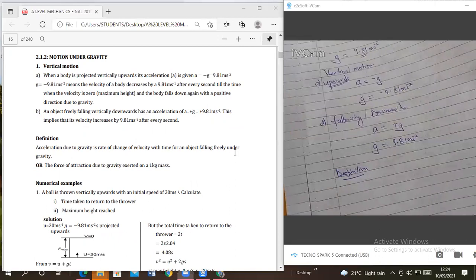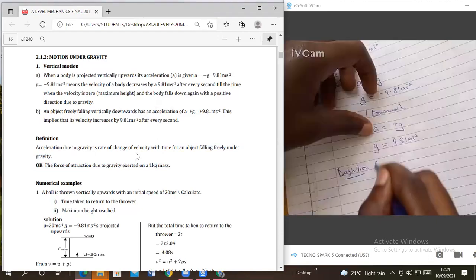When it's under horizontal motion, we said it is the rate of change of velocity. But now what if it's falling freely? That acceleration will be called acceleration due to gravity. And we define it as the rate of change of velocity for an object falling freely under gravity. Don't put "with time" again. When you put "with time", you are repeating yourself, because rate means time in physics.